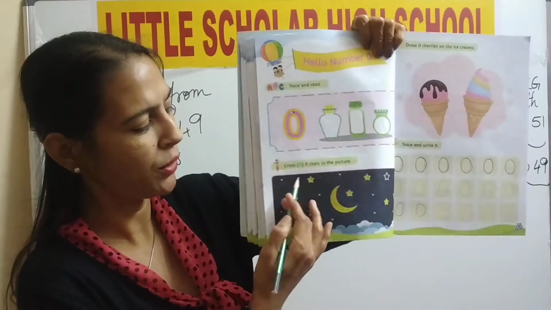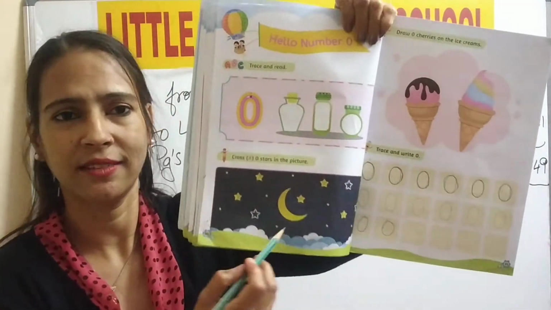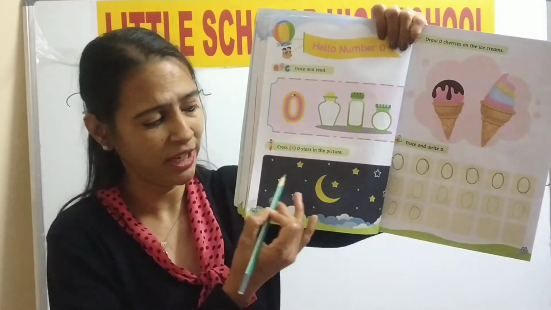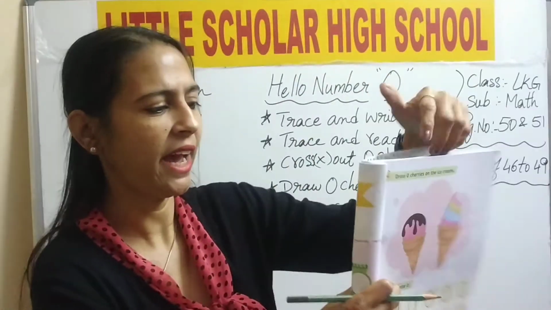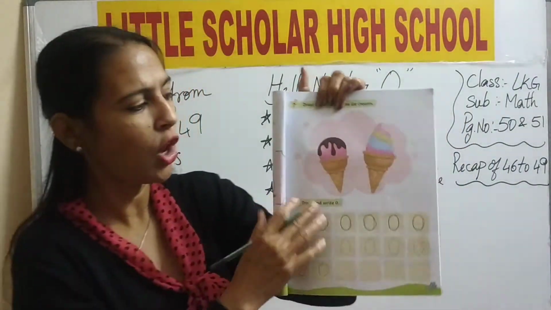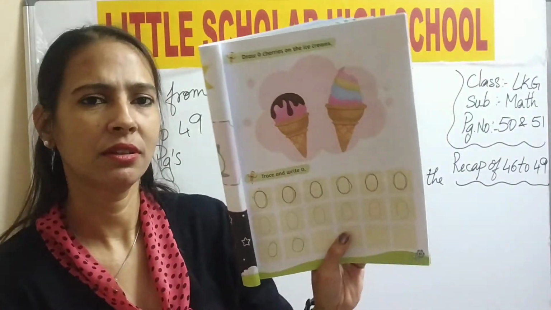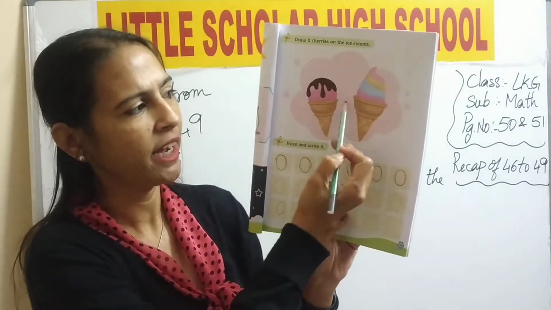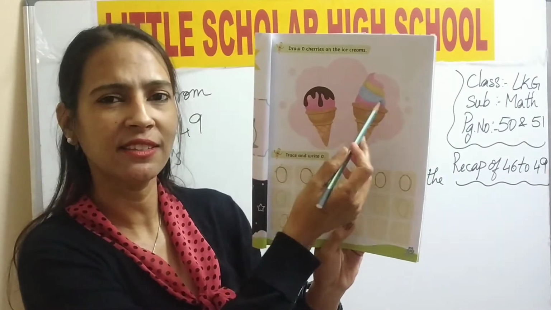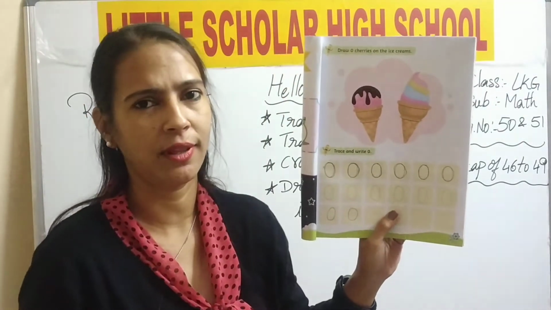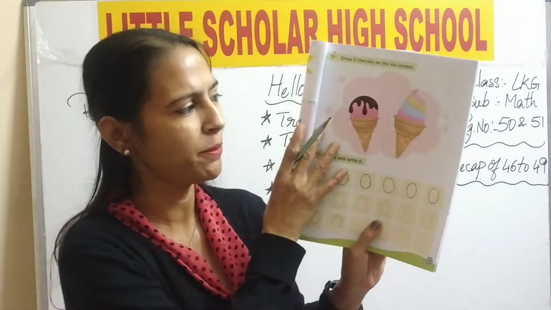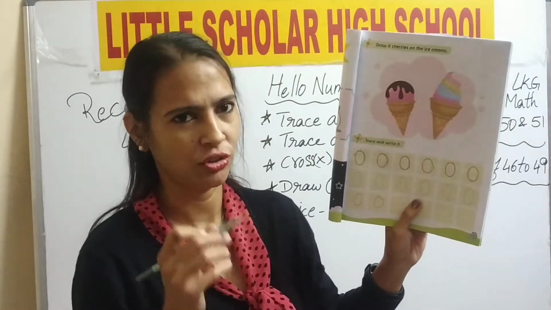And what we did over here, we cut out all the stars to make it 0. And did we draw any cherries on the ice cream, children? No, right? That means 0 cherries are there on the ice cream. That means no cherries on the ice cream. Did you have your ice cream anytime without cherries? No, right? You have a cherry on it. Some ice creams, you don't have cherries on it.